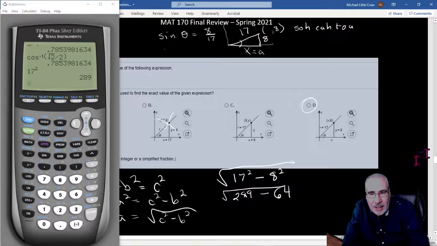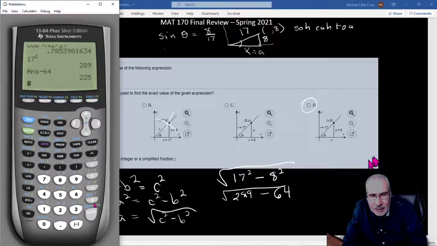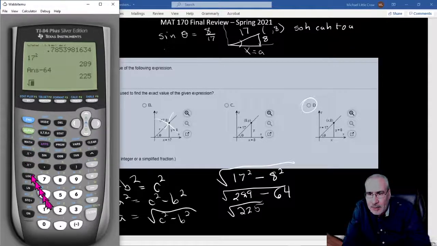So 289, subtract the 64. That's 225. Now that one I remember. Is that 15 squared? So that's 225. Square root of 225, I believe, is going to be 15. Yeah, that one I did remember.